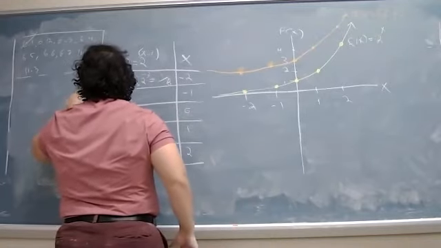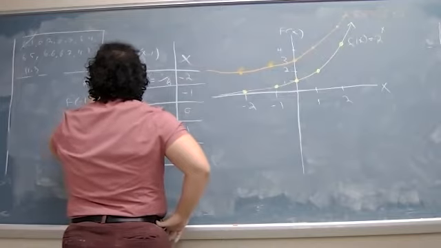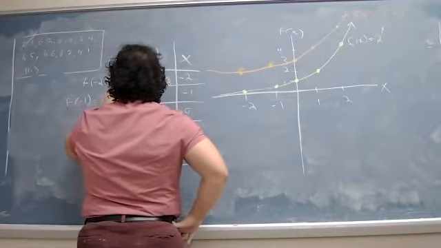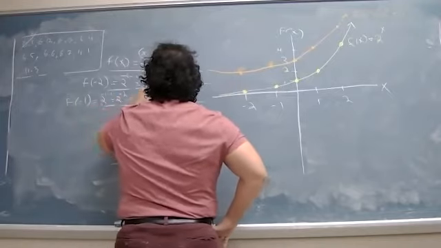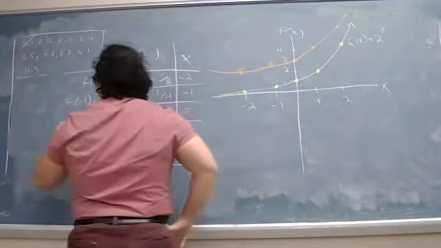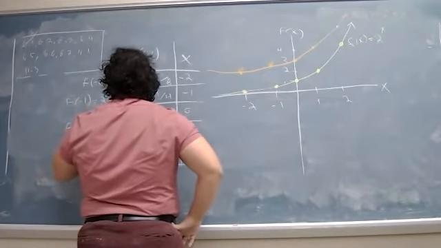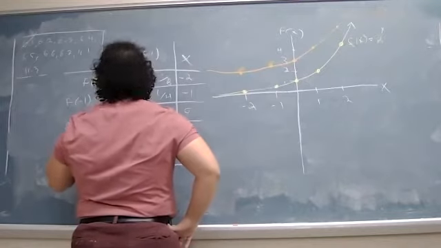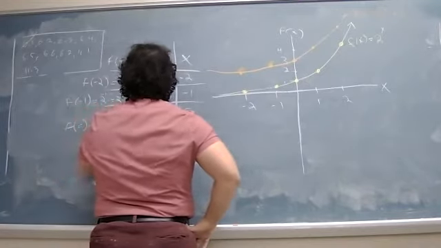F of negative 1 is the same thing as 2 to the negative 1 minus 1. That's the same thing as 2 to the negative 2. That's the same thing as 1 over 2 squared. And that's the same thing as 1 over 4. What is f of 0? That's the same thing as 2 to the 0 minus 1. That's the same thing as 2 to the minus 1. That's the same thing as 1/2.